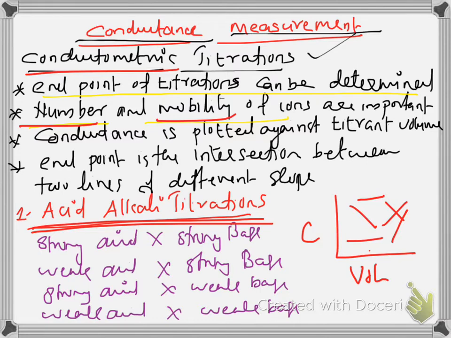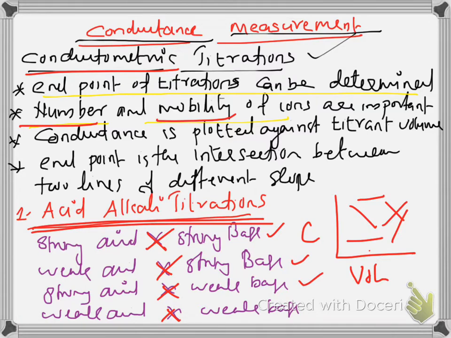These titrations can be of four kinds: strong acid versus strong base, weak acid strong base, strong acid weak base, and weak acid weak base. These are the four possible acid alkali titrations. In Ostwald theory of acid base indicators, you have studied the possibility of the first three reactions.